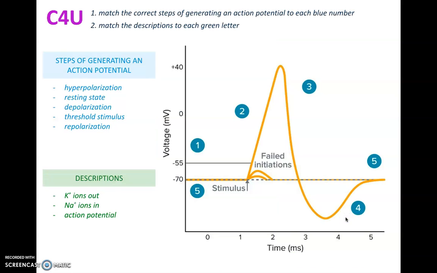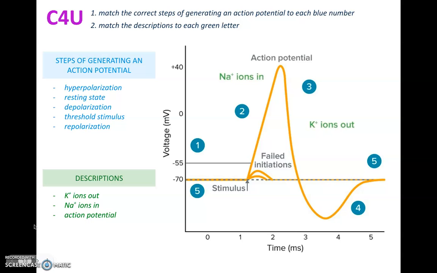Here's a quick check for you. I'd love for you to practice this graph. Of course you can use these word bank options, but first match the correct steps of generating an action potential to each blue number on this graph. Notice there are two 5s, so they'll both have the same answer. And then there are a few descriptions that you can place around the graph. If you press pause, you can practice all on your own, and then you can press play to see the answers pop up for you.